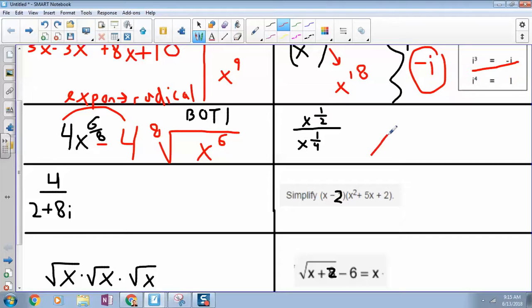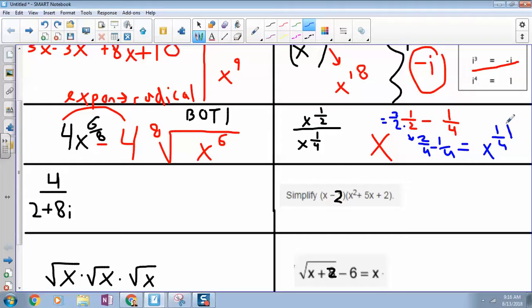So we have to do 1/2 minus 1/4. So how do we do that? We need to have the same terms in order to combine, right? So we need to convert 1/2 into fourths. So how do we do that? 2 times what is 4? Times 2. So we're going to multiply the top and bottom by 2 over 2, and we get 2/4. So then I'm going to end up with 2/4 minus 1/4, and I get 1/4. So the answer would be x to the power of 1/4.